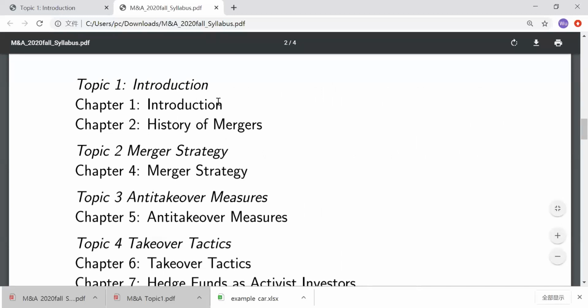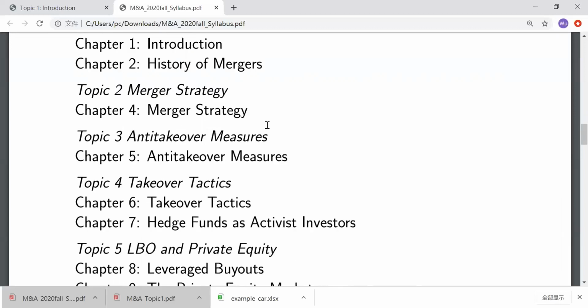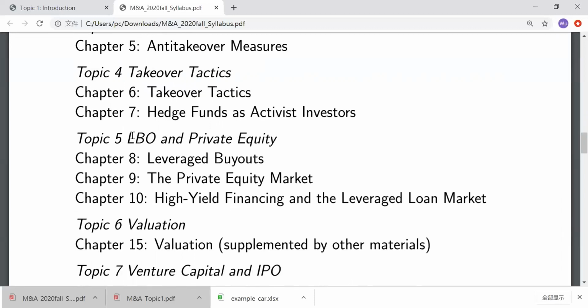We will talk about the terminology, the history of mergers, and the methodology to evaluate the market reaction to mergers, etc. Topic 2 is about merger strategy, and we'll talk about synergies in mergers. So what are the reasons why we need to do a merger? Topic 3 is about anti-takeover measures. Topic 4, we're going to talk about takeover tactics. Topic 5, we're going to talk about LBO and private equity. LBO is leveraged buyout. So these are special types of deals.